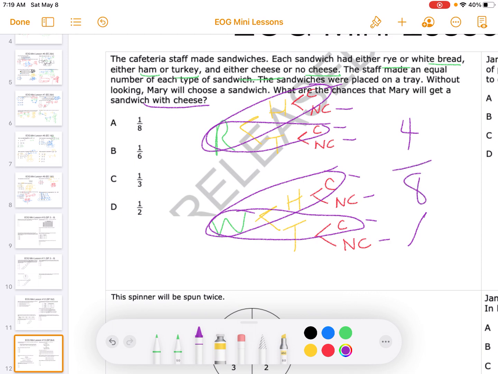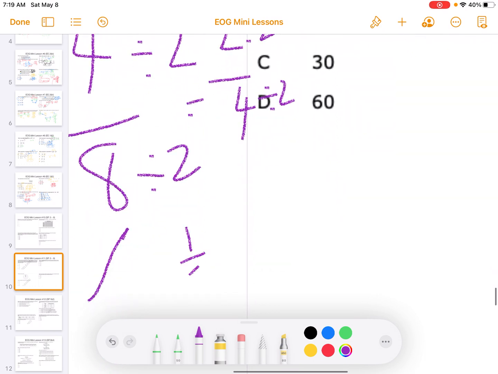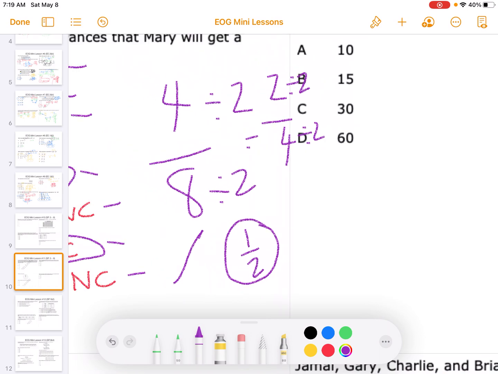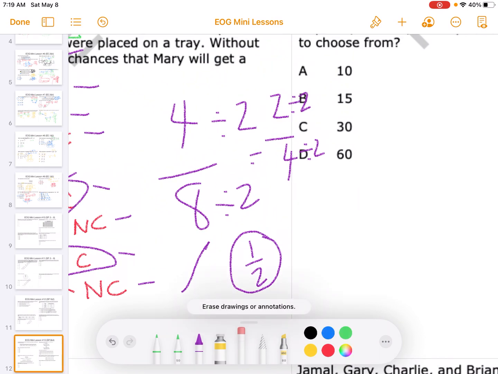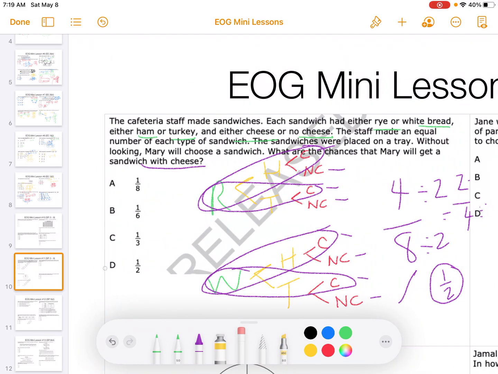Well, 4 out of 8 isn't an option, so I'm going to have to reduce it. And I get 2/4. That's still not an option. I'll reduce it again. And I get 1/2. All right. Or I could have looked at it and said, there are 2 different options for cheese, cheese or no cheese. So that would be 1 out of 2.